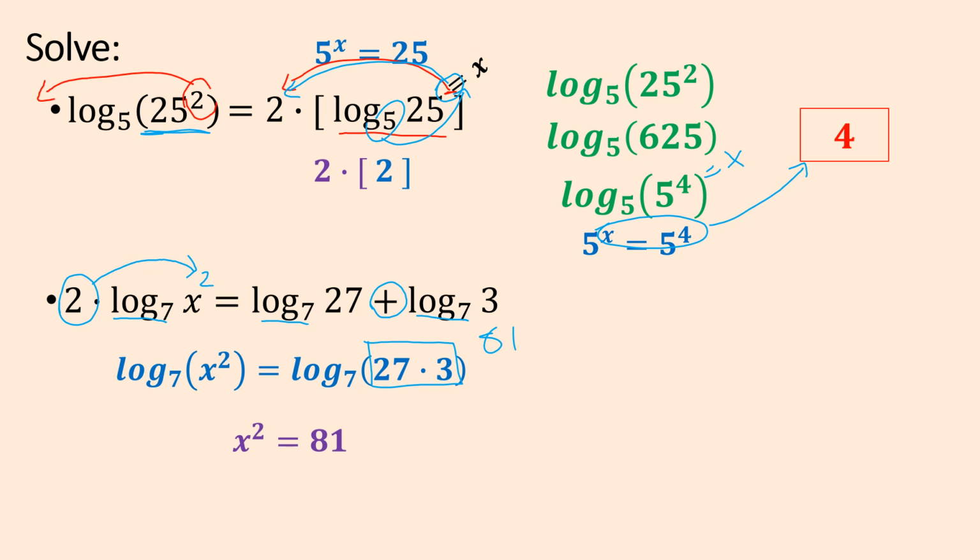So now we have x squared equals 81. Square root both sides. Remember, anytime we square root, we get plus minus. However, if we plug in that negative, that's an extraneous solution. The only one we care about is the positive one.